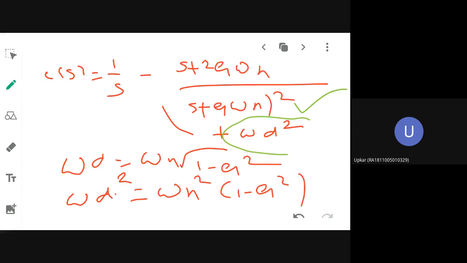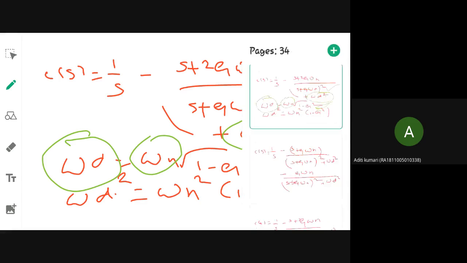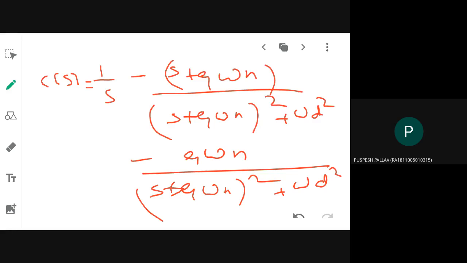Okay, and why I have replaced that factor by omega d? You know that omega n represents my undamped natural frequency. Omega n into square root of 1 minus zeta squared is my omega d. That is my damped natural frequency of oscillation. So in this term, you are having that omega n square root of 1 minus zeta squared. So I have replaced that by omega d squared. All of you are following or not? Yes, ma'am. Alright.